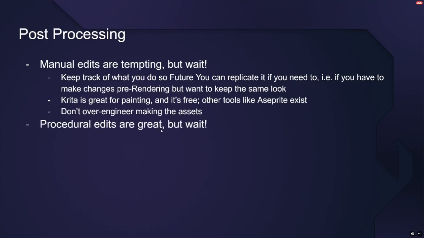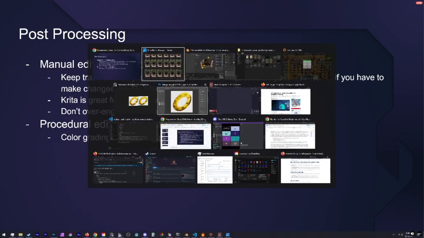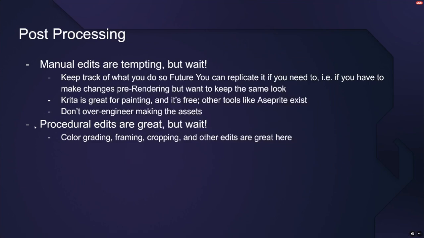Procedural edits are great, but wait. With procedural edits, you can do color grading and framing and cropping and other edits. These are things that you can do here pretty quickly and easily. So if future you has to do this, this is just like a text file that says frame it and crop it however.